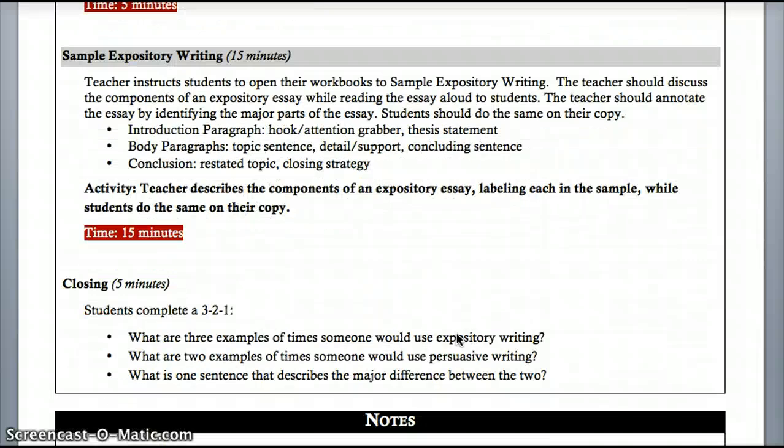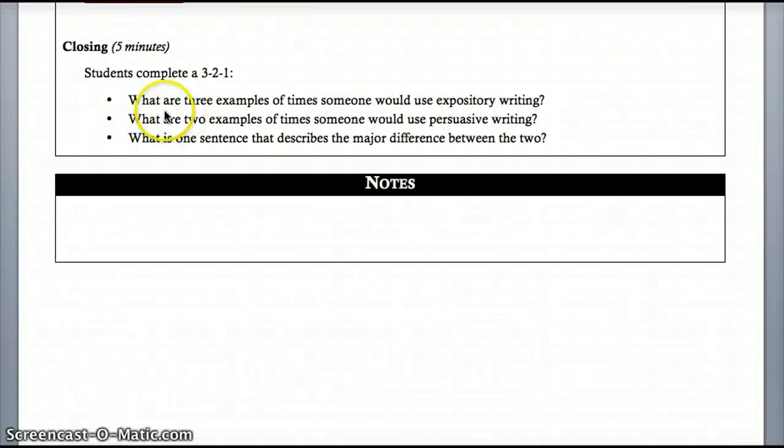And then to close up the lesson, you do an activity called 3-2-1, where students answer these 3 questions on a half sheet of paper that they would turn in. What are 3 examples of times when someone would use expository writing? What are 2 examples of times when someone would use persuasive writing? And what is one sentence that describes the major difference between the two?